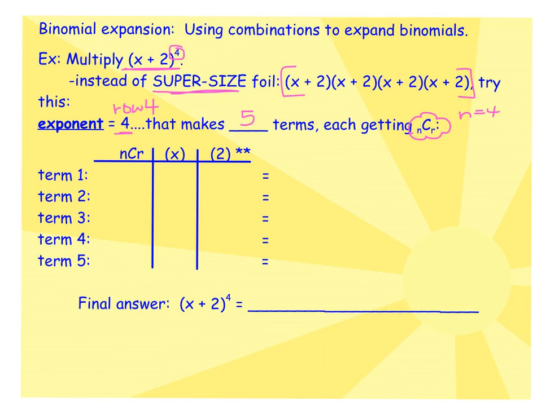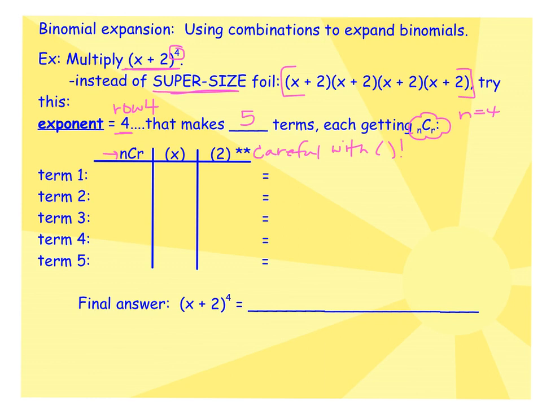So we're going to have this little chart that I've created for us. We've got the nCr, we've got our first part of the parenthesis, which is x, and then the second part of the parenthesis, which is 2. The parentheses are really useful in this step, so we want to be careful using them. All right, so here's how it works. We know what our n value is.